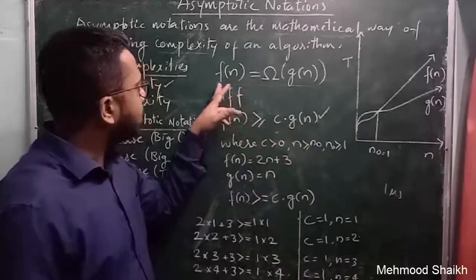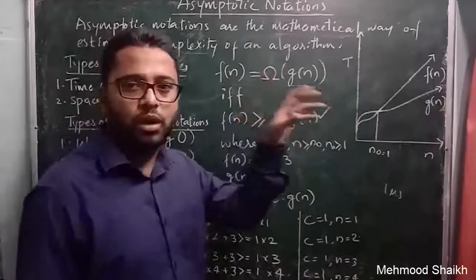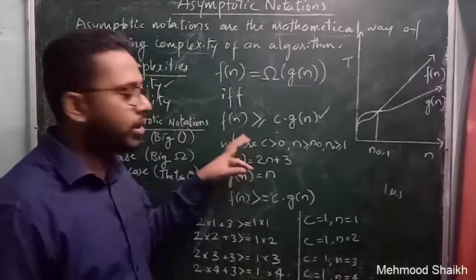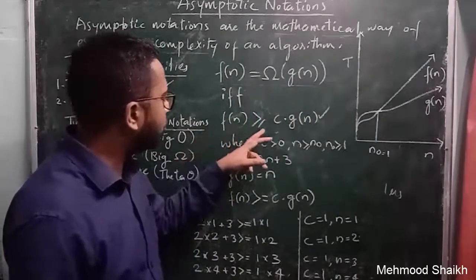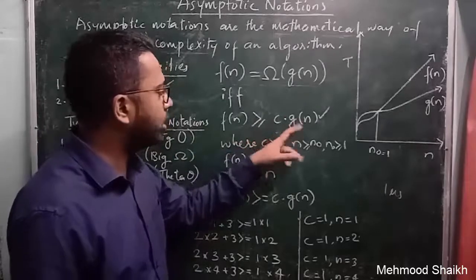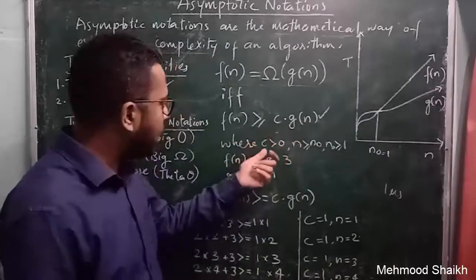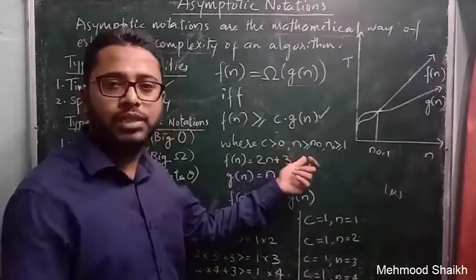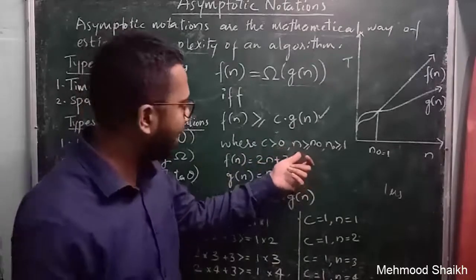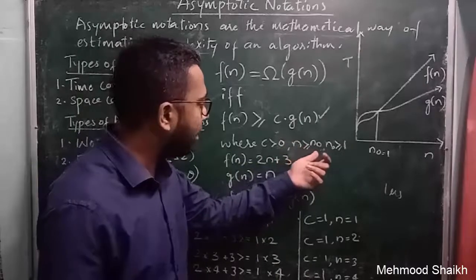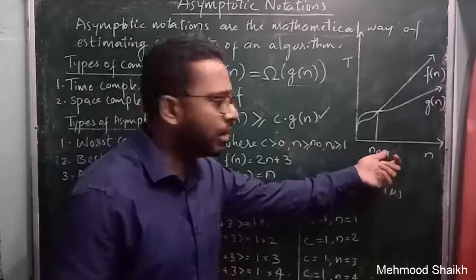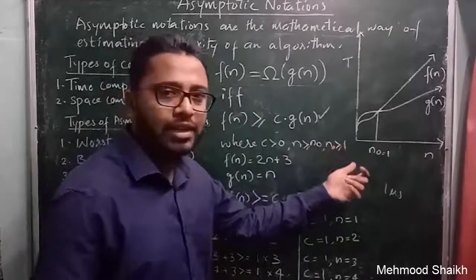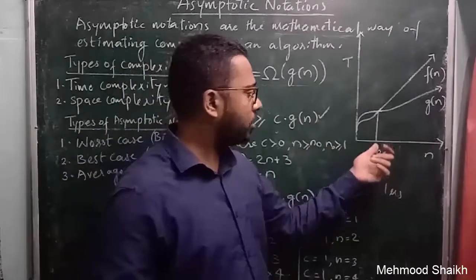Now for this expression to hold good, these conditions have to be true. Function f of n has to be greater than or equal to c dot g of n, where c is a constant which always has to be greater than 0, and n, which is the number of steps or the size of the input, has to be always greater than or equal to n naught, and n naught has to be greater than or equal to 1, which you can see here.